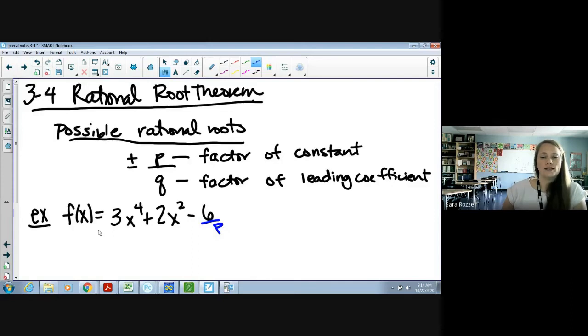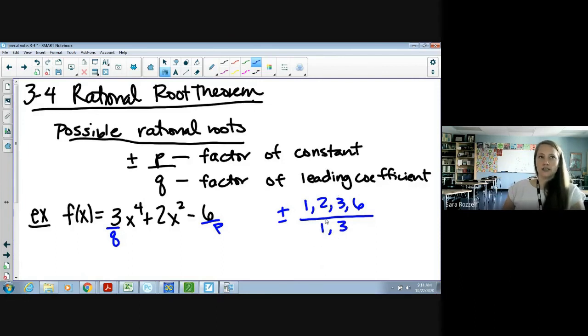Thank you. And what is the leading coefficient? 3. So this is how we're going to get our Q's. Okay. So I like to first write it out just in one fraction like this. What are all the factors of 6? What numbers go into 6? 1, 2, 3, and 6, right? Those are possibilities for numbers on the top. What are factors of 3? 1 and 3. So those are possibilities for numbers on the bottom.